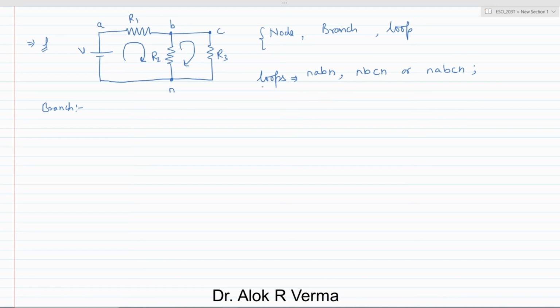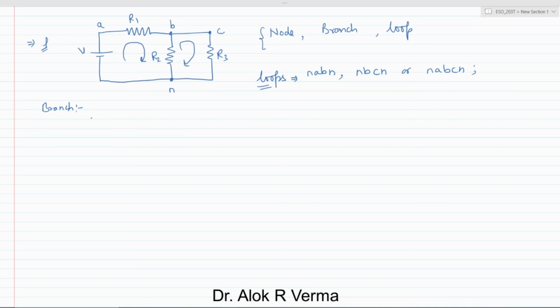These are the loops, but loops can also be dependent or independent. The loop which does not contain a smaller loop is known as a mesh. The loop can be big or small, containing multiple smaller loops inside, but the smallest loop is the mesh. So we have one mesh A, B, N, A, and another one N, B, C, N, which are known as the independent loops.